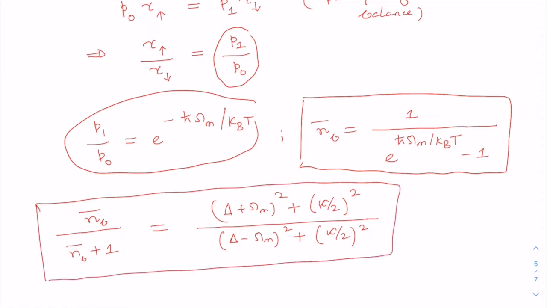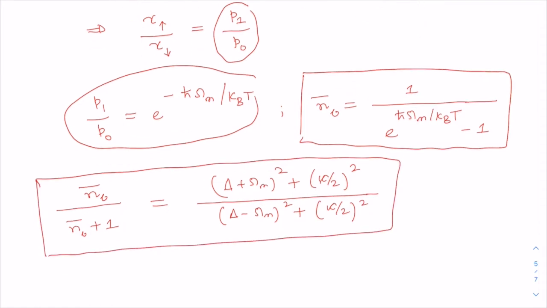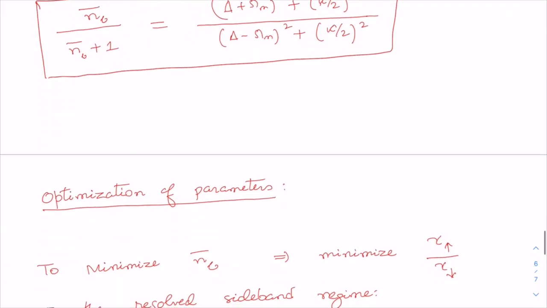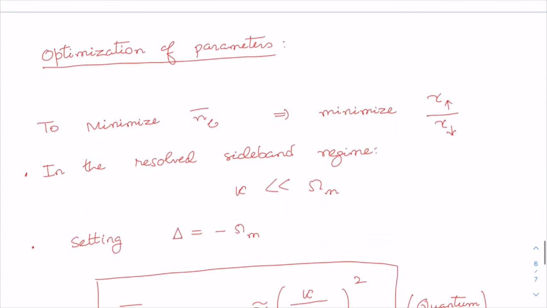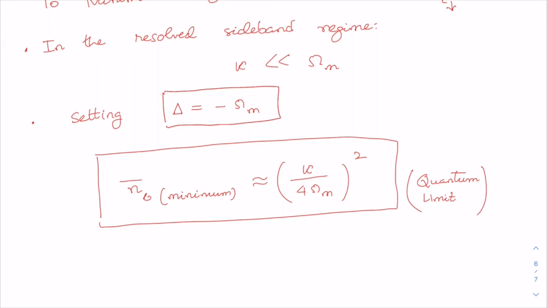And next what we did was to optimize it, because we wanted to minimize the average phonon number, as we are interested in cooling of the mechanical oscillator. That can be done if we work in the resolved sideband regime, and also if we set the detuning parameter at the negative of the mechanical frequency. Then it turns out that the minimum number of phonons one can achieve would be given by this expression, (kappa by 4 omega_m) whole square, and you can consider it as a quantum limit.